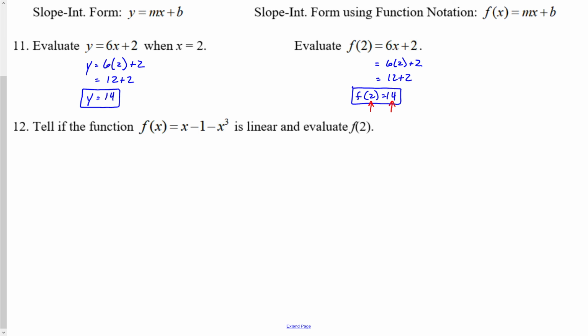So now I'd like you to try this. Tell if this function f of x equals x minus 1 minus x cubed is linear.